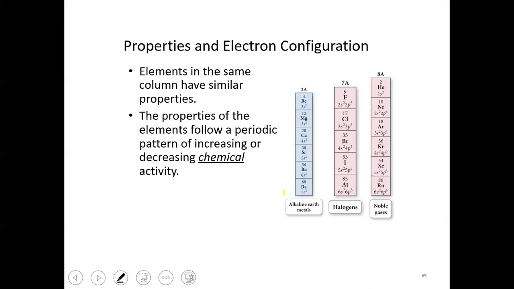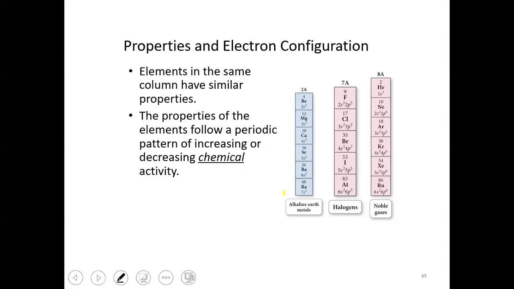Elements in the same column typically have similar properties. So for example, the elements in group 2A, the alkaline earth metals, they are metals. The halogens, they're non-metals. So they behave differently. Metals make cations, non-metals make anions. Metals typically form ionic compounds. Halogens form some ionic compounds, some molecular compounds. So you can see that the properties are rather similar within a group.